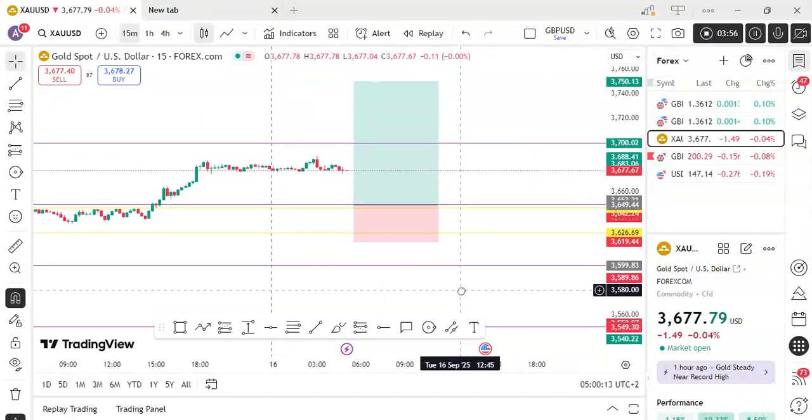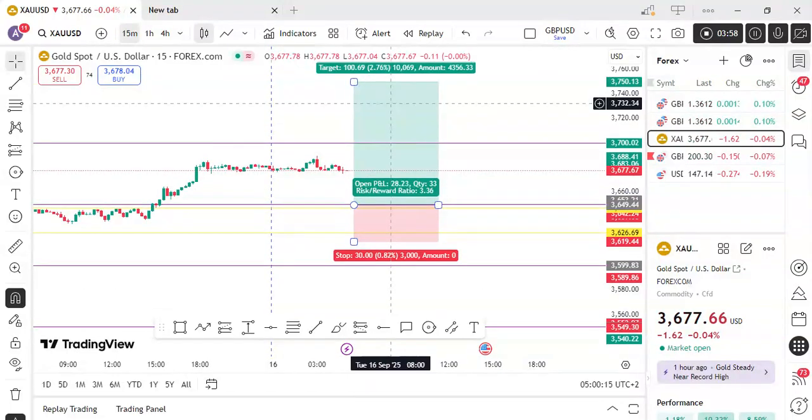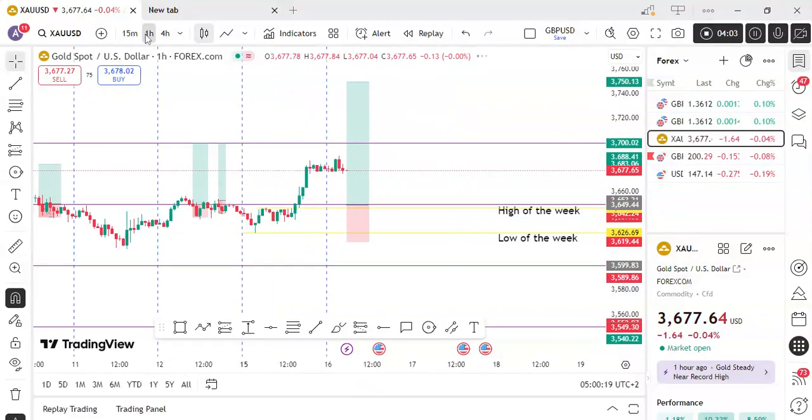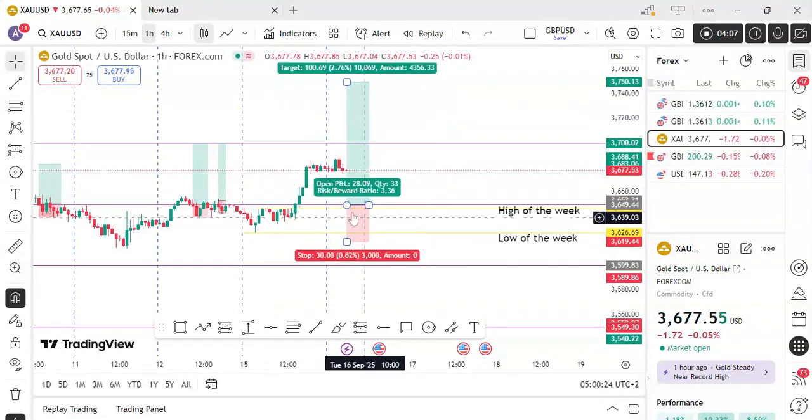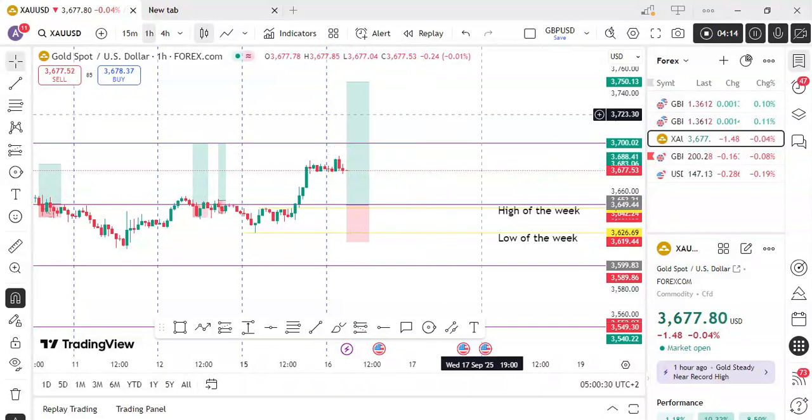But if it doesn't play out, I'm definitely going to stay away from it. So that's my plan on gold. Here is my 1 hour time frame. I'm going to be waiting for price to get to this level before I position for a long trade. So that's my bias on gold.